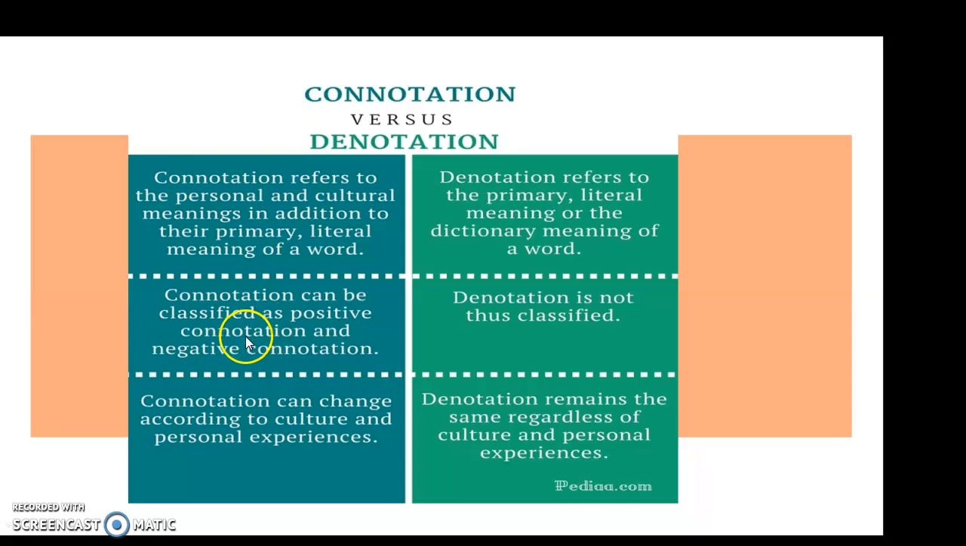Connotation can be classified as positive connotation and negative connotation, and denotation is not thus classified. Why? Because this one involves judgment. So your opinion about a certain topic may be good or bad, may be in favor or against, while denotation is just the way the dictionary defines it. Connotation can change according to culture and personal experiences, and as a writer, you need to take a stand when you write about certain topics. Denotation remains the same regardless of the culture and personal experiences. Why? Because you're just taking what somebody else said or what the dictionary defines about the topic.